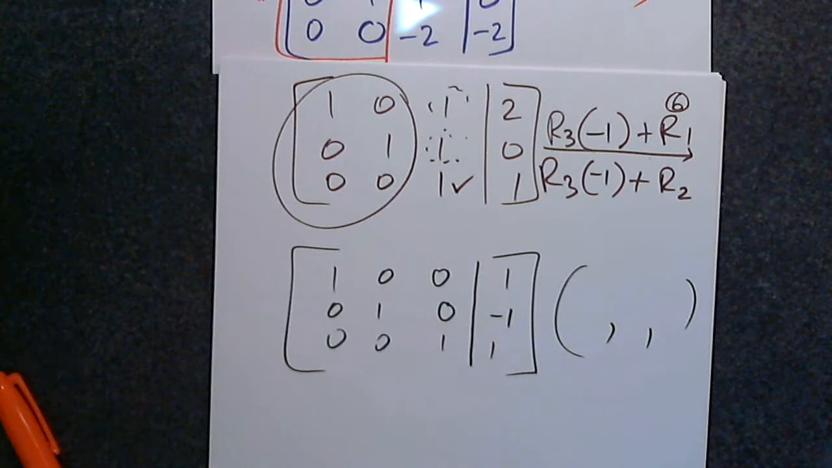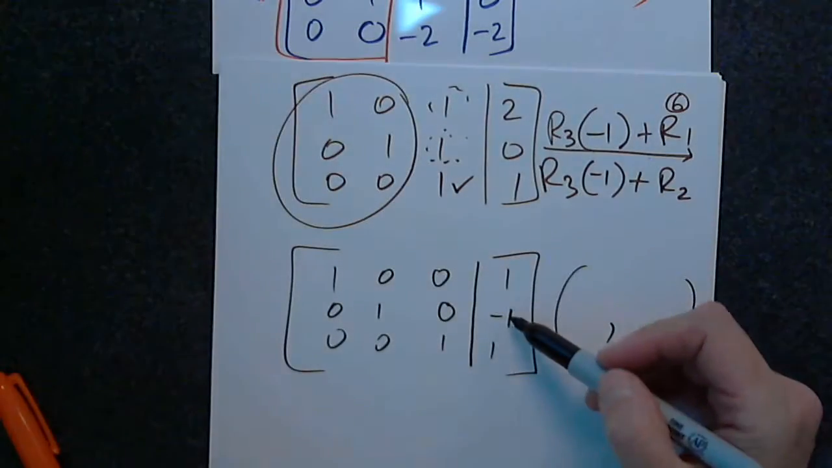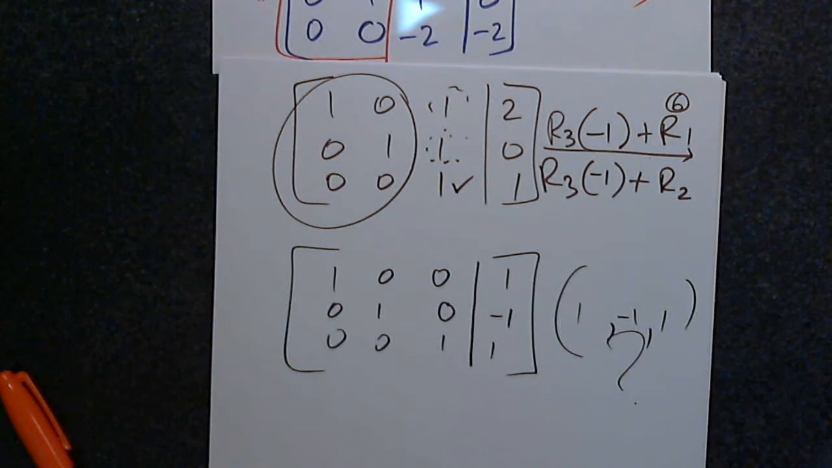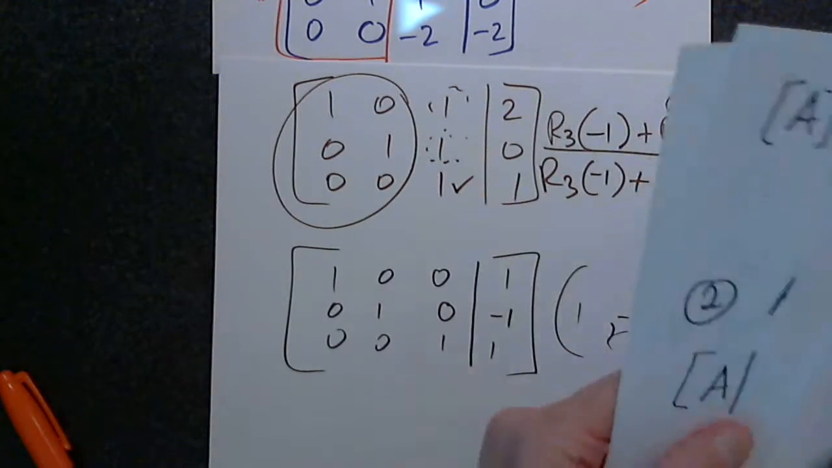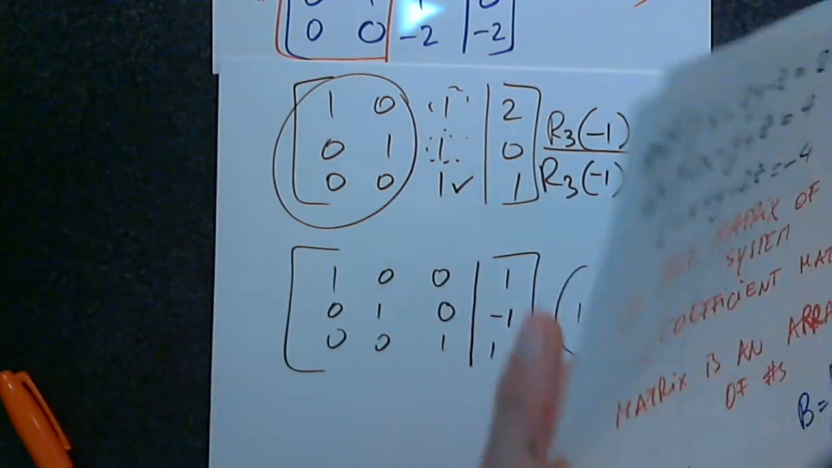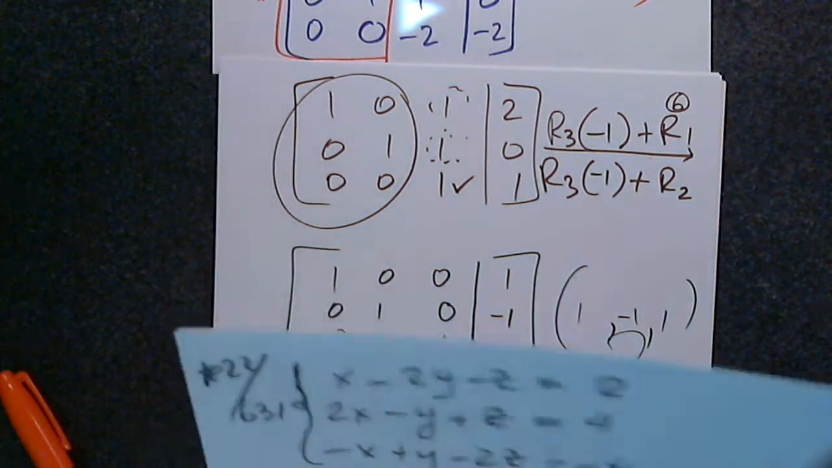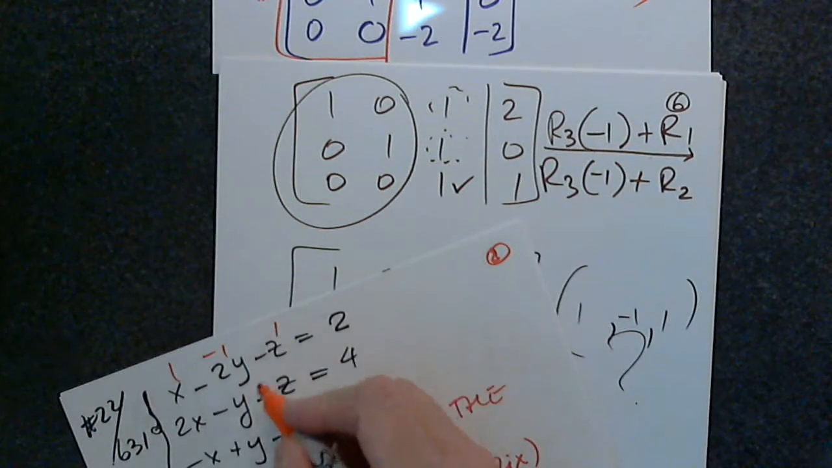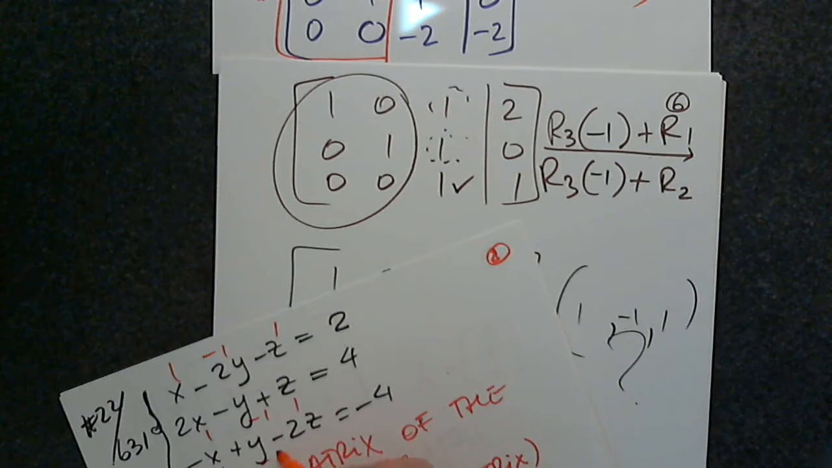What do you think? 1, negative 1, 1. X, Y, Z. Do I know that this is true? No. I could have made 10 million mistakes. I have no idea. So we go back to the original problem, plug in 1, negative 1, 1, and check all the way.